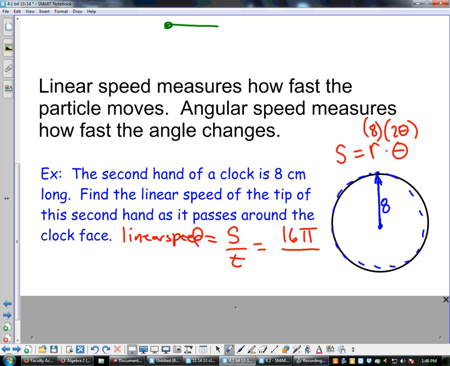How long does it take for a second hand to go around the circle? 60 seconds, right? So you could either say 60 seconds or 1 minute, however you want to express your units. By the way, this was 16 pi. What units was that? Arc length is measured in linear units. We're talking about the distance around the clock. Centimeters. So that means our final answer, can I get a decimal approximation for this, please? 16 times pi, use the pi button, divided by 60.